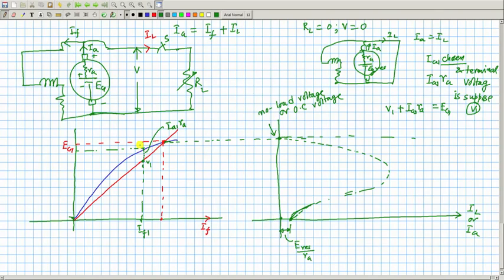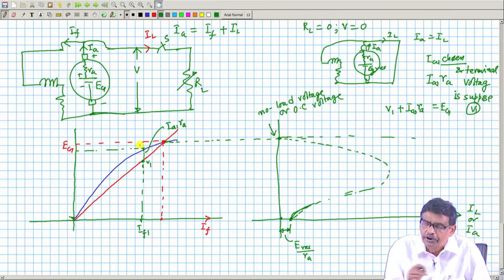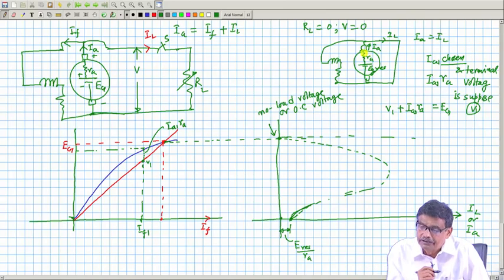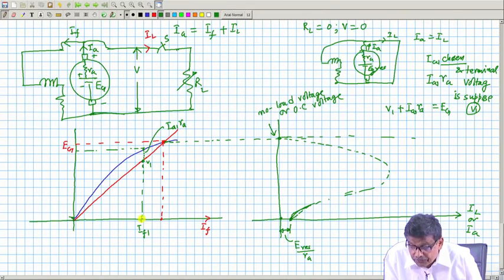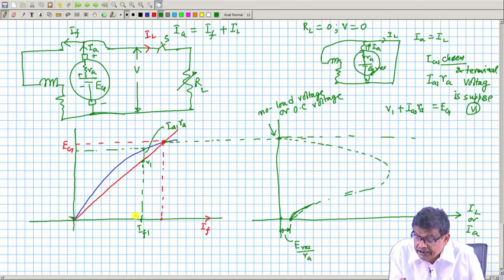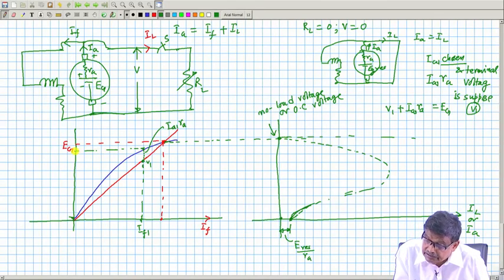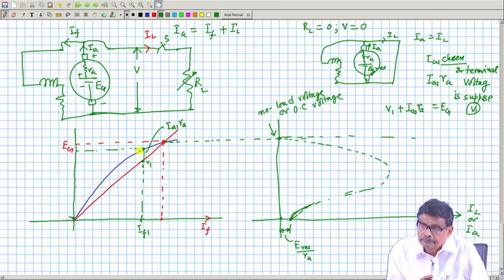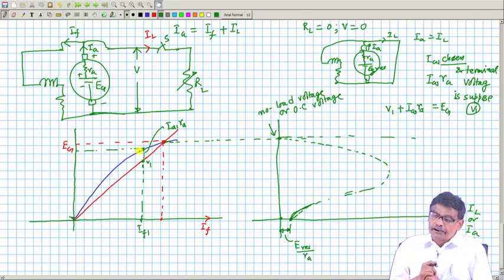Suppose I have some idea: if you load it, terminal voltage is bound to fall, there is no doubt about it. Let the terminal voltage be V1, and at that time I find the armature current is IA1. Then I will say, look here, at that time field current is IF1 and the generated voltage at that time is this much, V plus IRA. That is the thing. Got the point?